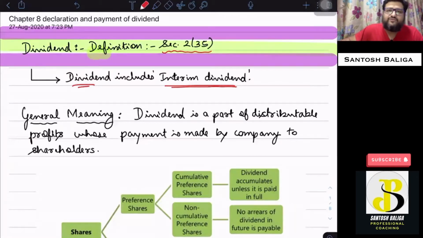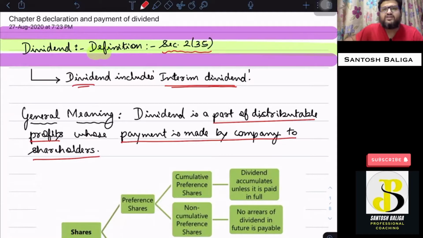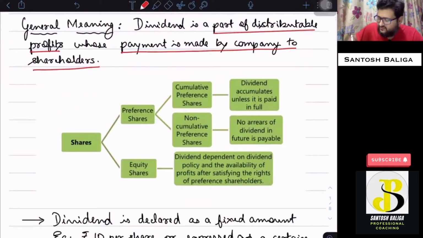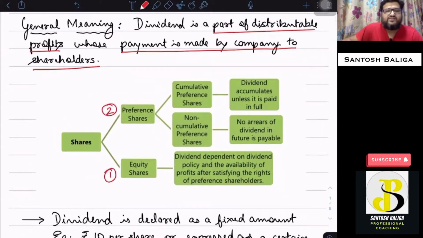But the general meaning of dividend is basically a part of the distributable profits where payment is made by the company to its shareholders. Let us look at classification of shares for the purpose of giving dividends. I have already discussed this under section 43 that there are two types of shares. First is equity share and the other is preference share. And under preference share, I was categorical in the definition of preference share that preference share would have a preference as to dividend, which will be fixed at the time of issue of preference share itself.